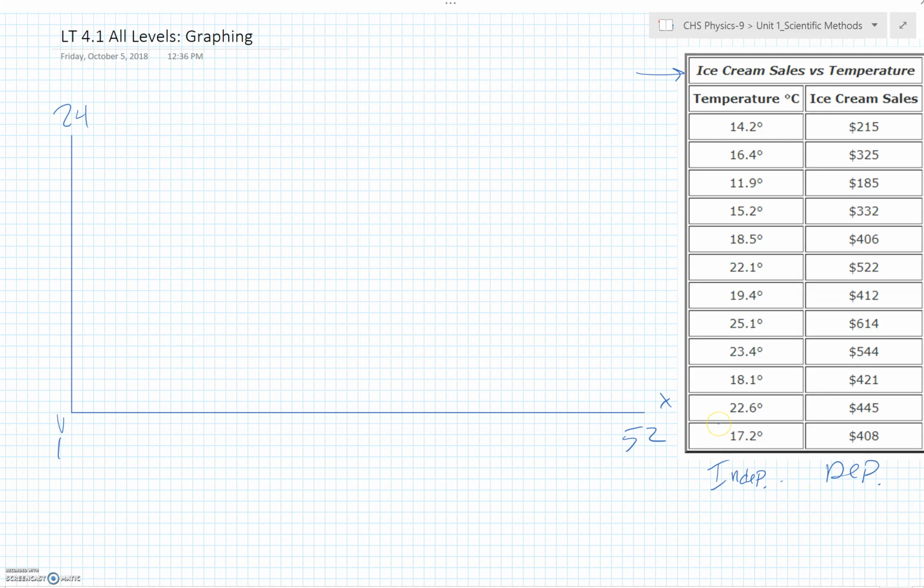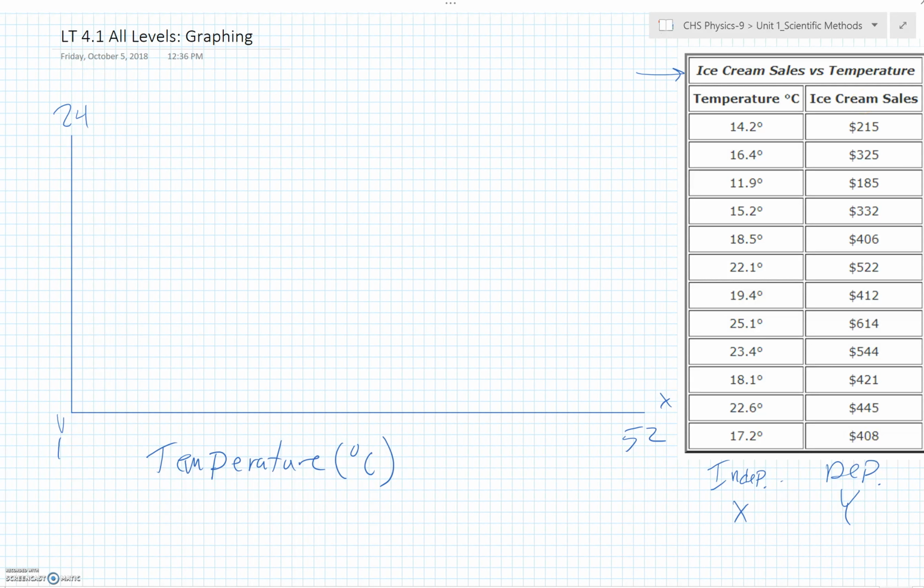Or, if you remember, independent is on the x-axis, and the dependent variable goes on the y-axis. So once we have this figured out, we can put our units and our names onto our axes. So the temperature is going to go on the x-axis. And then you have to put the units that we're measuring in, so that way your audience knows what you're measuring in. And so we put degrees Celsius in parentheses. You need to make sure that you do this.